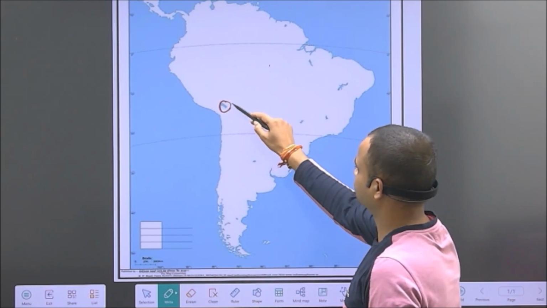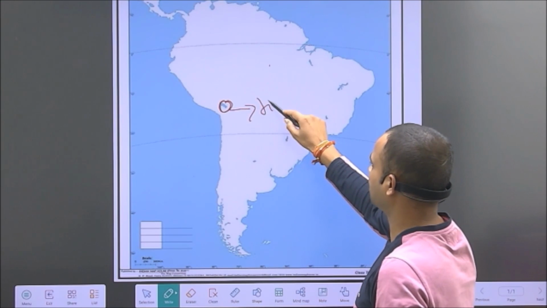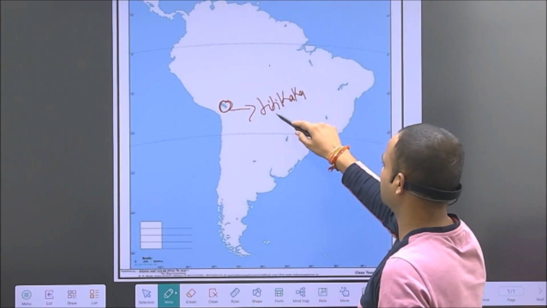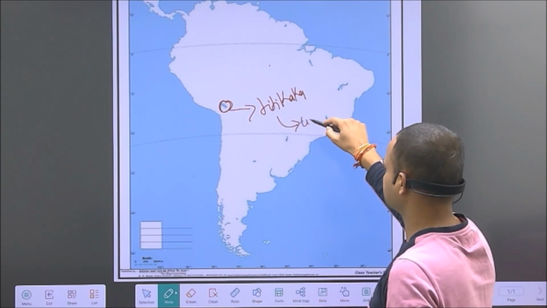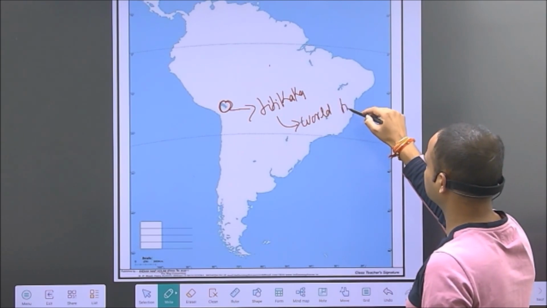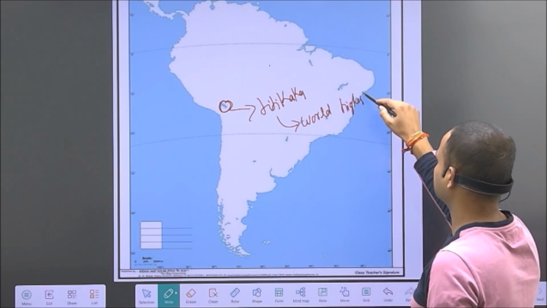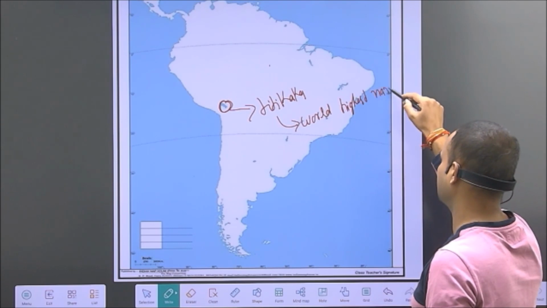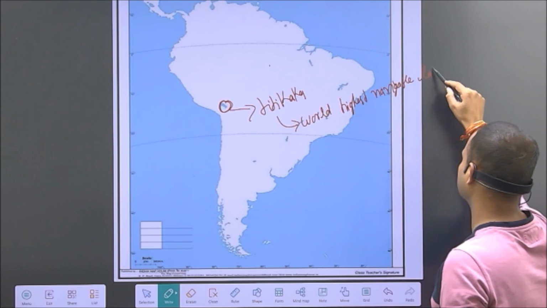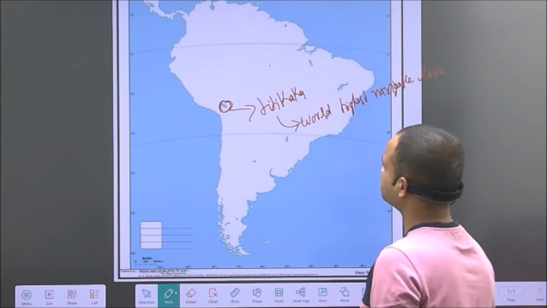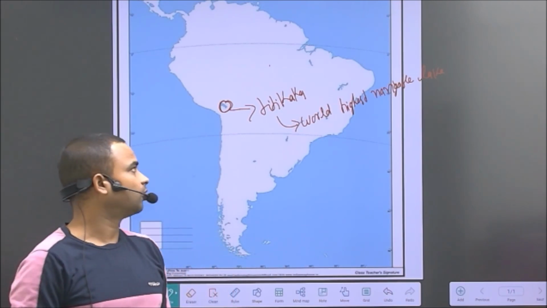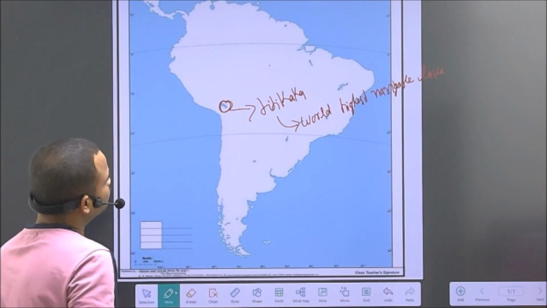This lake is called Titicaca. It is the world's highest navigable lake. And Titicaca is situated on the border between Bolivia and Peru.